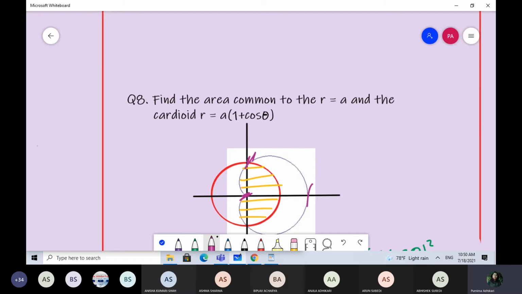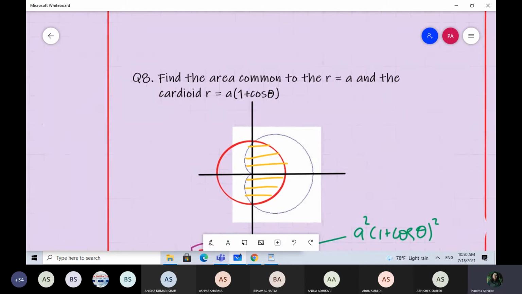Okay, so where is your circle and cardioid meeting? At pi by 2 and 3 pi by 2. 3 pi by 2 मा पनि meet भयो हैन, तलमाथि meet हुन्छ. Okay, so this yellow region is your common area between these two. So you have to find out this area. Can anyone tell me how to find out this common area? Can anyone just use your logic?